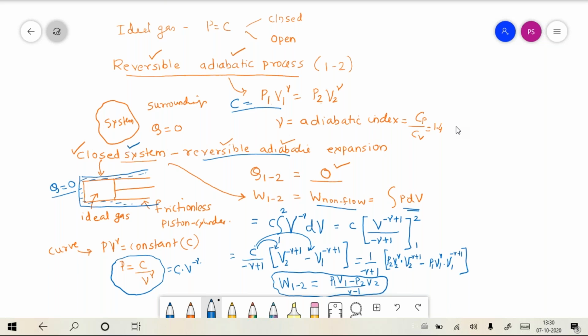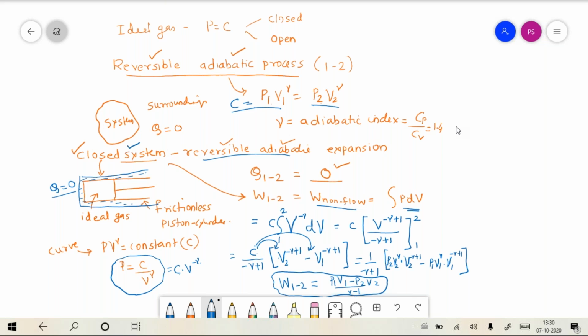And then, because I want a simple expression, I had multiplied this C in it, and while multiplying the C within the bracket, I had chosen the value of C as either P2 V2 raised to gamma or P1 V1 raised to gamma. So here I would be multiplying the C, but instead of C, I would be writing it as P2 V2 raised to gamma, and here I would be writing it as P1 V1 raised to gamma. Okay. So if you solve this, what you'll get is P1 V1 minus P2 V2 upon gamma minus 1. I hope it is clear now, Ganesh.